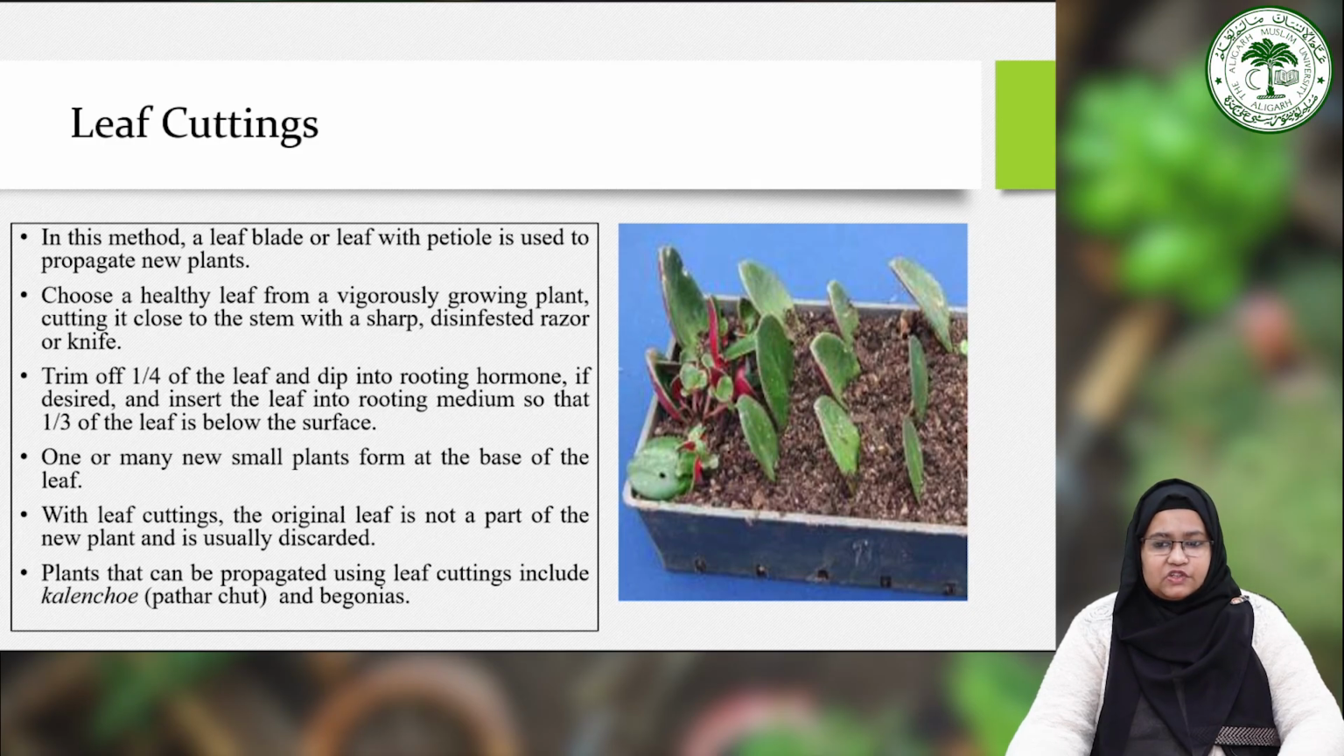Many new small plants form at the base of the leaf. With leaf cuttings, the original leaf is not a part of the new plant and is usually discarded. Plants that can be propagated using leaf cutting include kalanchoe and begonias.